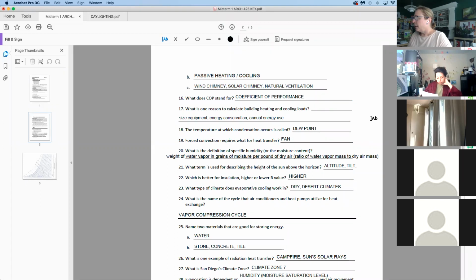Number 18, the temperature at which condensation occurs is called the dew point. 19, forced convection requires what for heat transfer? And that's a fan, fan or pump. The screen shows just fan, but either answer is adequate.